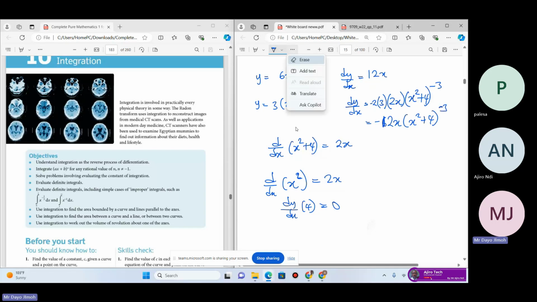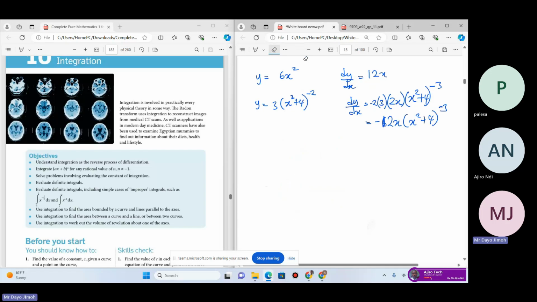So I'm just trying to ensure that the dy/dx is okay. Now, one more thing. Where did the minus 3 come from? Oh, minus 2 minus 1. Okay, no, it's fine. Minus 2 minus 1 is minus 3.